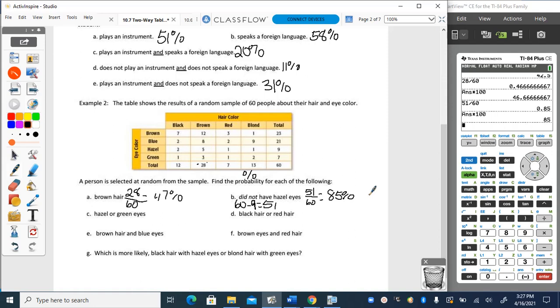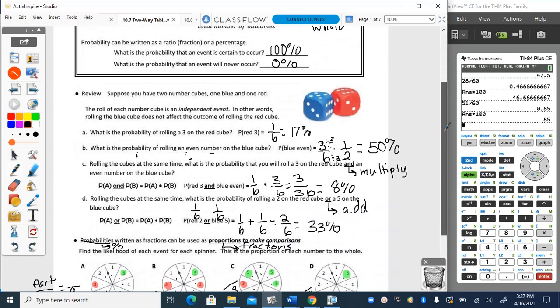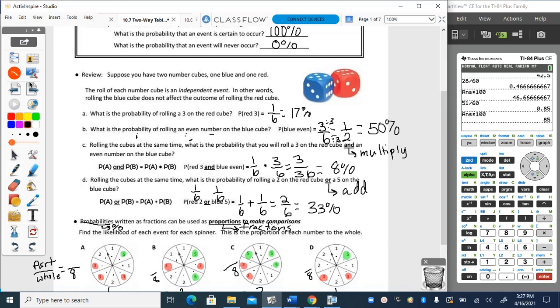Okay. So now we want to look at hazel or green eyes. So let's think back to the beginning of the lesson when I said and. I forgot to mention that up there, but when we said and, what did we do? We multiplied, and it was really easy to find the ands in the table. But what do we do when it says or? When it says or, we're going to add.